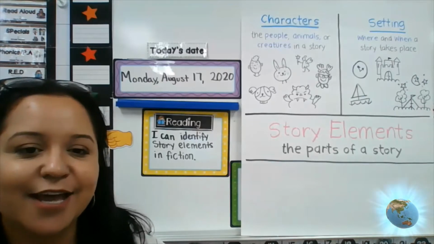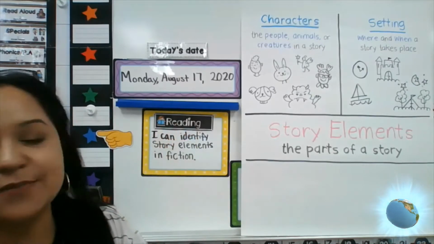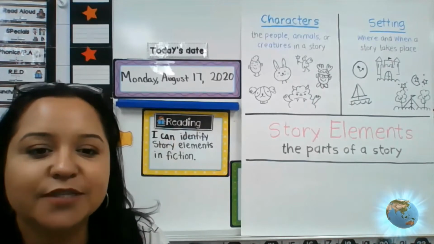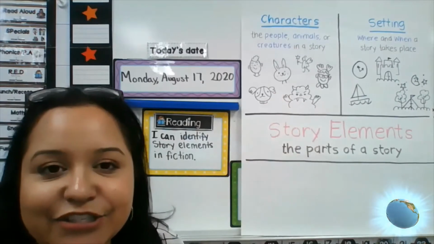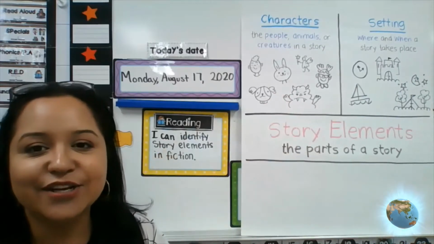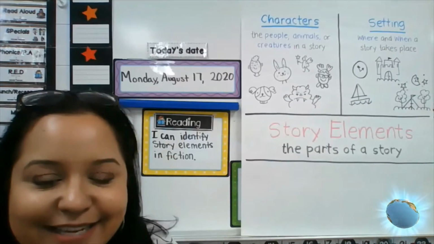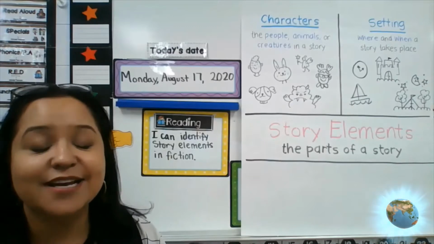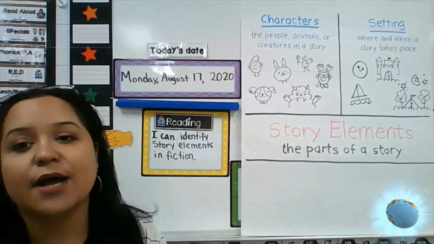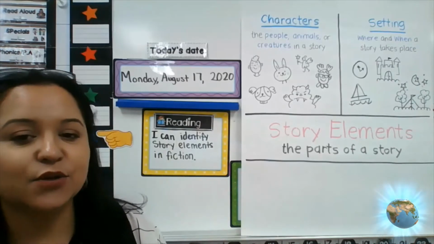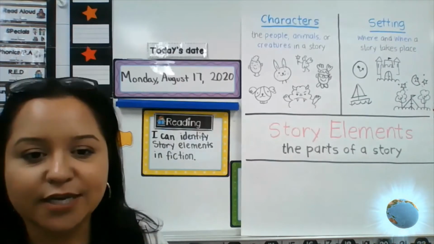So this week, our objective is I can identify story elements in fiction stories. The story elements that we're going to focus on this week are characters. Can you say characters? Good job. So characters are the people, the animals, or the creatures in the story. The settings. Can you say settings? Good job. Settings means where did the story happen? When did the story happen? Where did the story take place? So those are the two elements that we're going to focus on in the story this week.